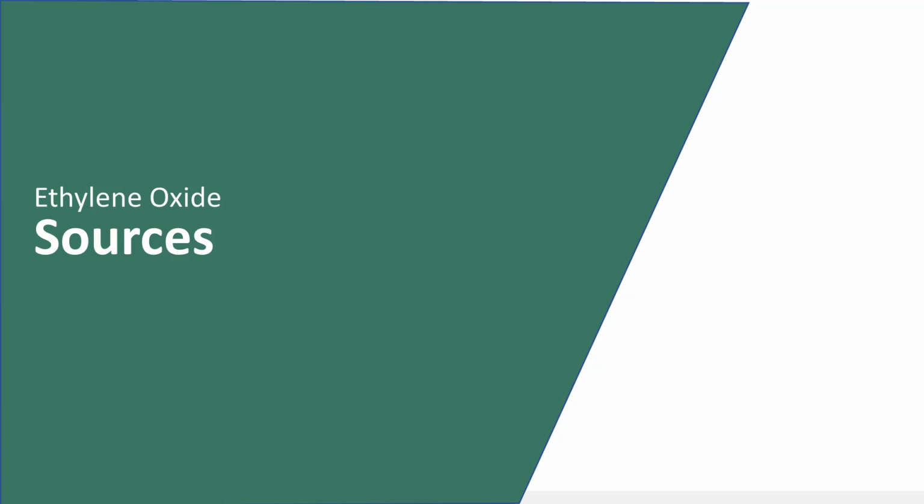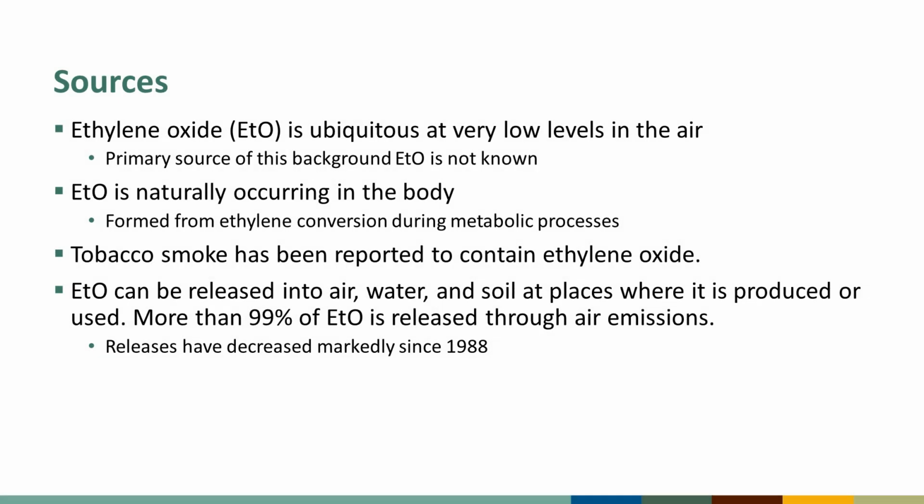Next, we will discuss the sources of ethylene oxide in the environment. Ethylene oxide, or ETO, is ubiquitous at very low levels in the air. The primary source of this background ethylene oxide is not known. Ethylene oxide is naturally occurring in the body, as it is formed from ethylene conversion during metabolic processes. Tobacco smoke has been reported to contain ethylene oxide.